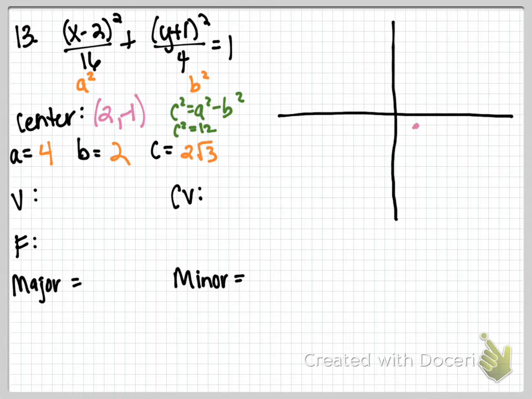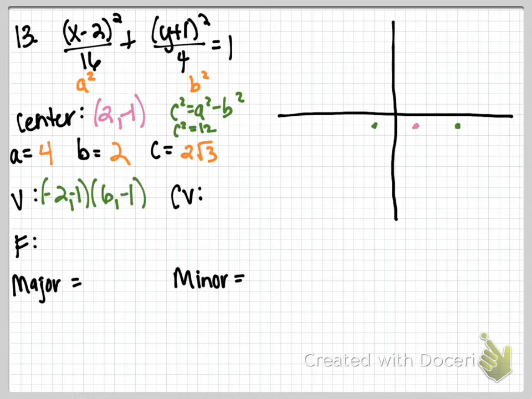So we're going to go ahead and graph our vertices using A. Now, A is under the x, so you're going to go in the x direction for A. So you go 4 to the left for one vertex, and you go 4 to the right for the other vertex. And then what are those points? That is the point -2, -1, and the other point is 6, -1.